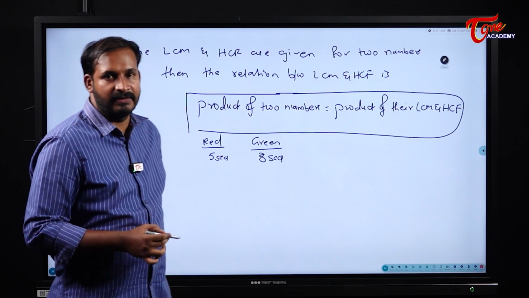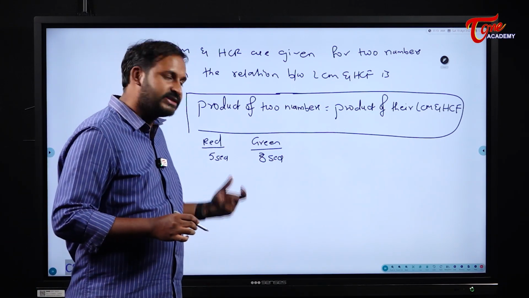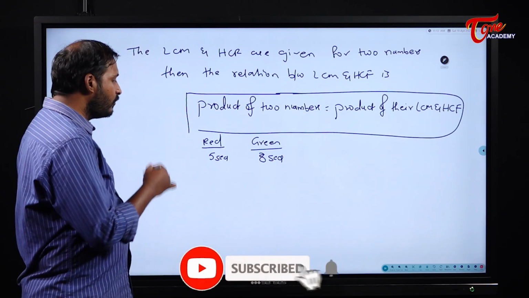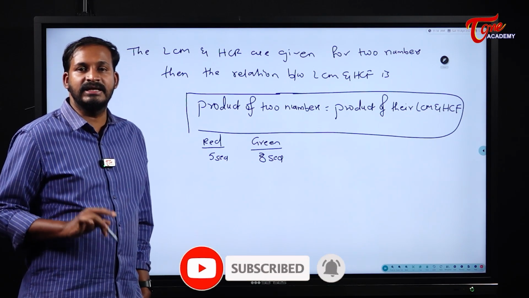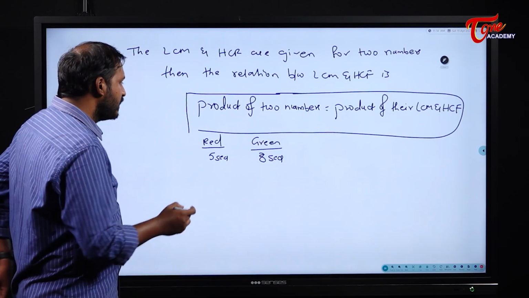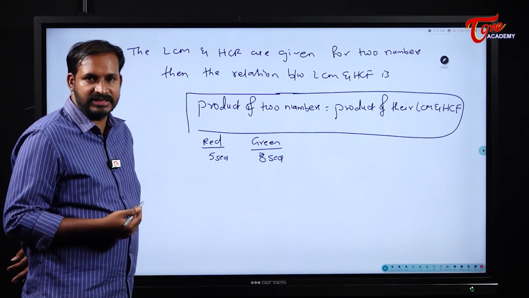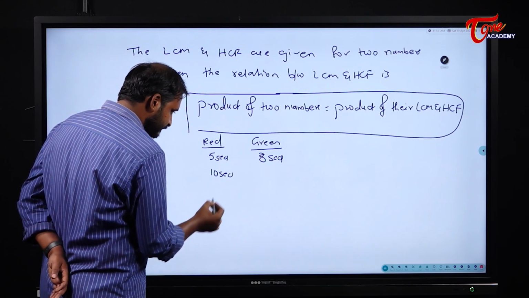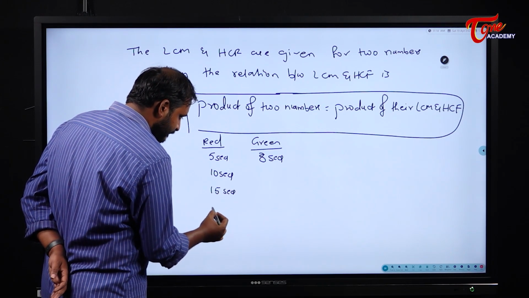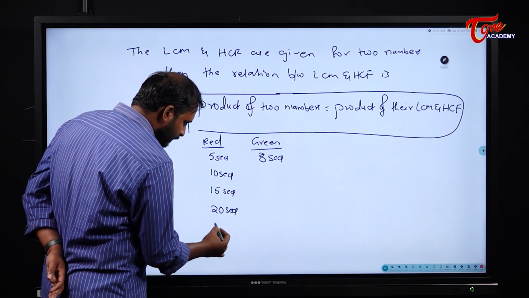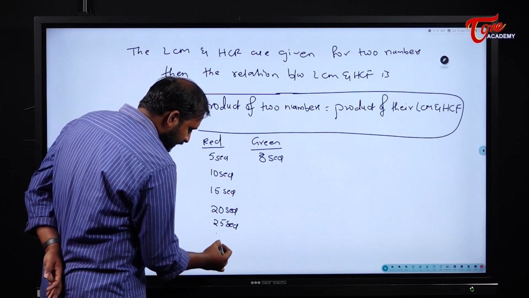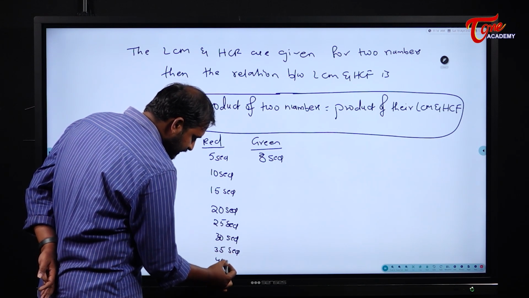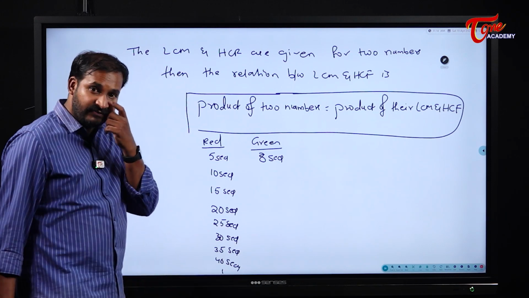When will they both blink simultaneously, that is the question. Assume that I turned on both the lights at the same time. Now, the red colored one will blink once every 5 seconds. So, it will blink at 5 seconds, next 10 seconds, 15, 20, 25, 30, 35, 40 seconds and so on.